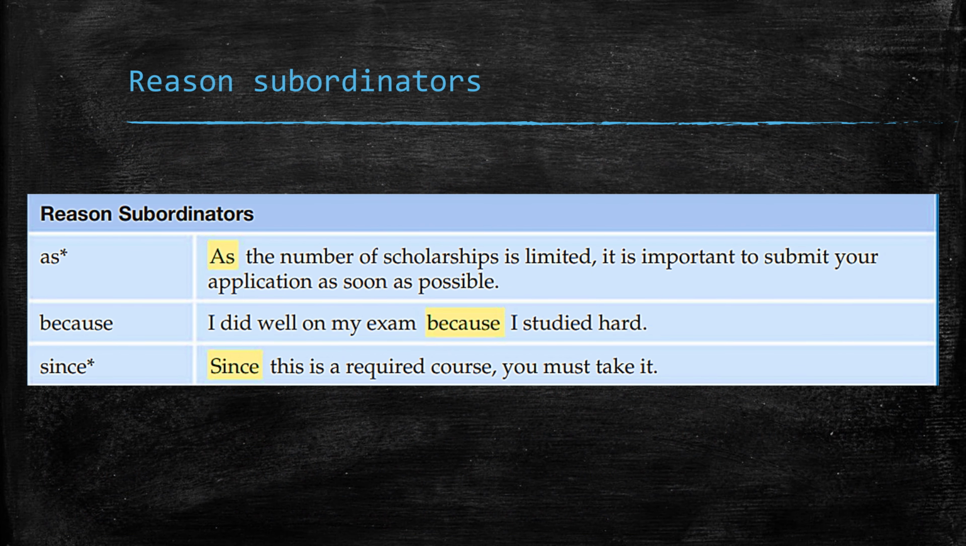Reason subordinators. As I said, as and since, they can be either a time subordinator or a reason subordinator. And also notice that since can be both a time and reason subordinator as well. So, reason subordinator. As the number of scholarships is limited, it is important to submit your application as soon as possible. Because. I did well on my exam because I studied hard. Since this is a required course, you must take it.